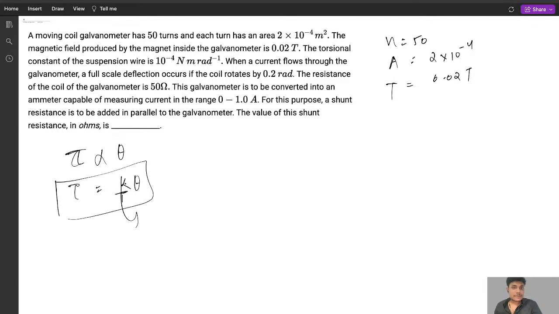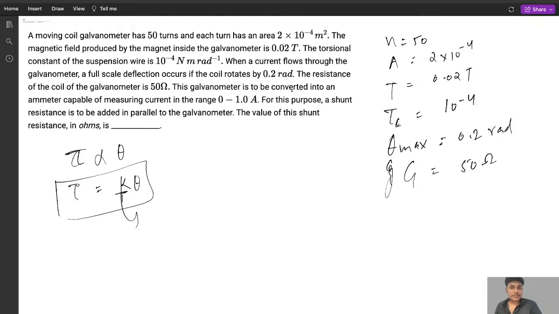Did you understand the meaning of torsional constant? The torsional constant of the wire, that is k, torsional constant is equal to 10 raised to power minus 4. When a current flows through the galvanometer, a full scale deflection occurs if the coil rotates by 0.2 radian, meaning theta max is equal to 0.2 radian. Okay, the resistance of the coil of the galvanometer, that is G, write it as capital G, that is 50 ohm.